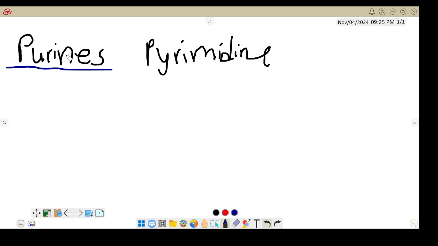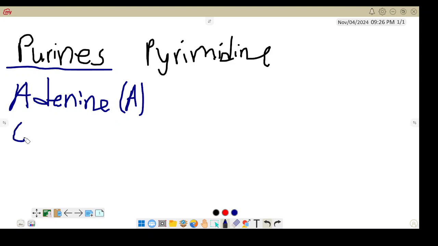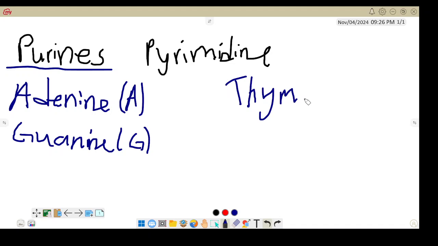What do we find under the purines? Under the purines, we find adenine, which we abbreviate as capital A. We have adenine, guanine, and then under pyrimidine, we have thymine, cytosine, and we also have uracil.